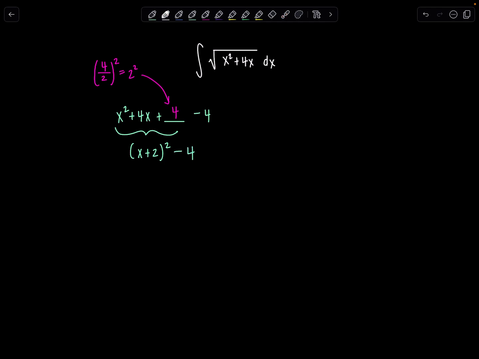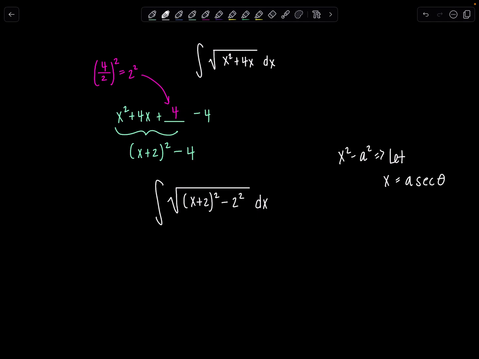So I can rewrite my integrand. Now we have the integral of the square root of (x plus 2) squared, and maybe I'll write it as minus 2 squared dx, just to help you out. So remember, normally when you just have x squared minus a squared, you make the substitution x equals a secant theta. Well, in this case, I don't have just plain old x, I have x plus 2, but that's fine. You're just going to proceed the same way. So we're going to let x plus 2 equal, can you see what a is? Why, yes, it's 2. 2 secant theta.